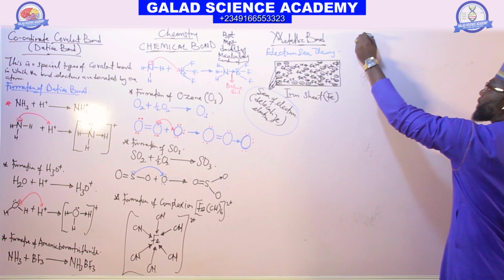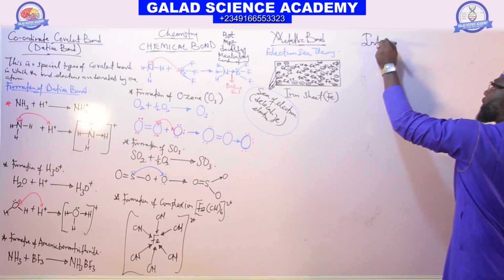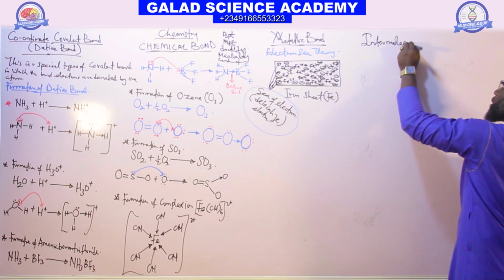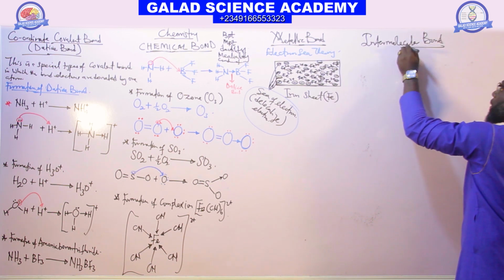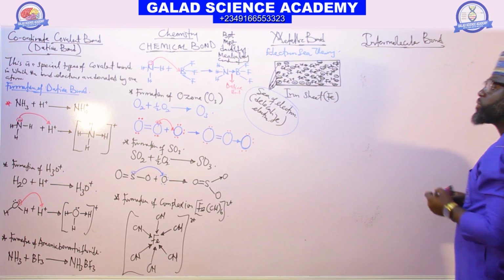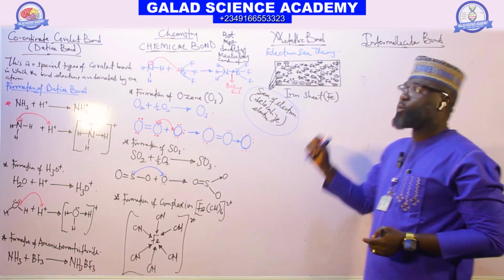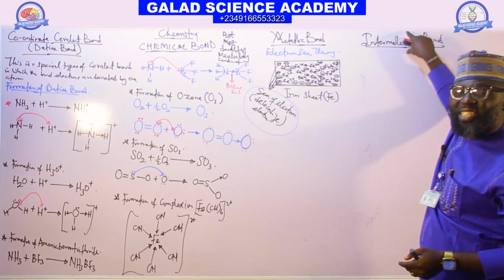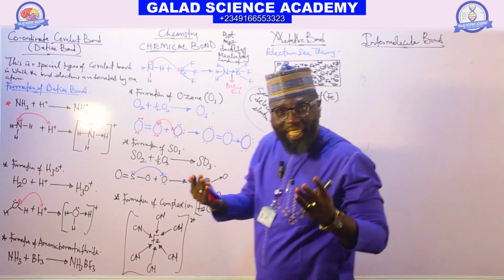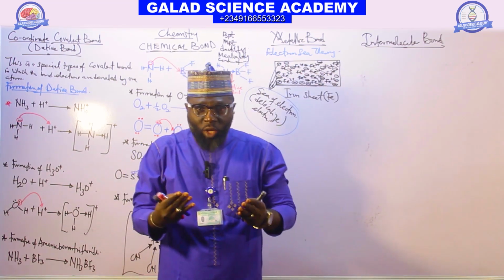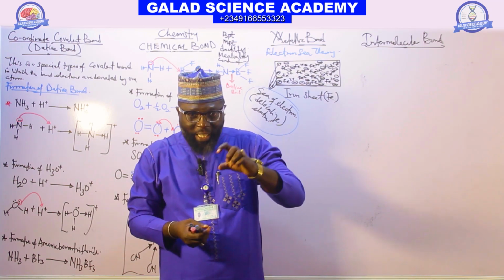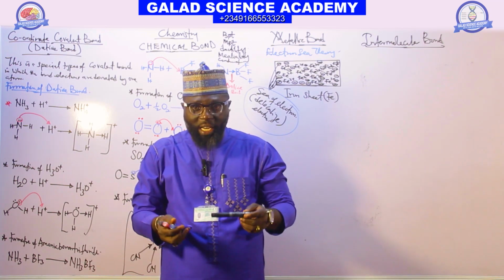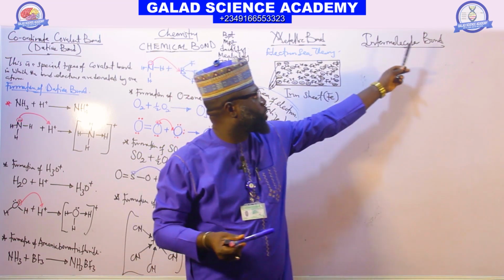Intermolecular bond. This intermolecular bond is a bond that exists between two or more molecules. It is a bond that joins what? Two or more molecules together. We call it what? Intermolecular bond.